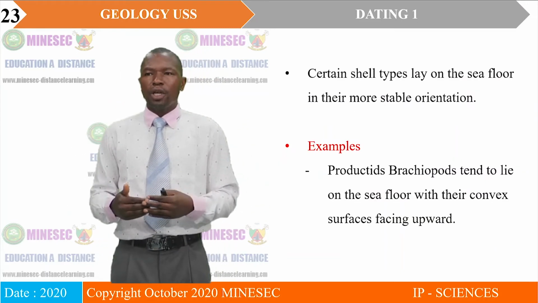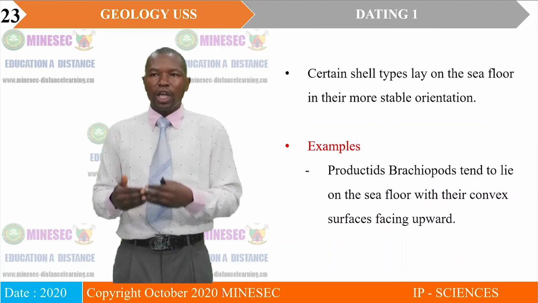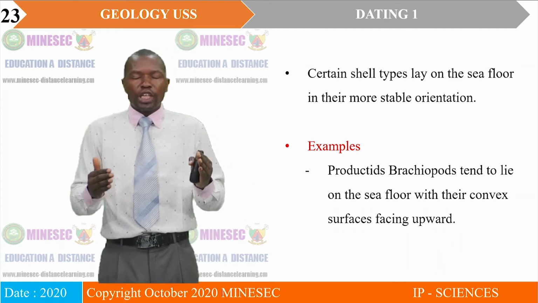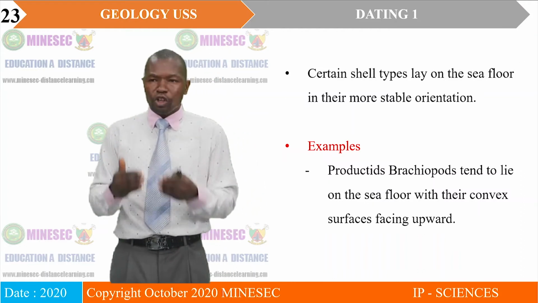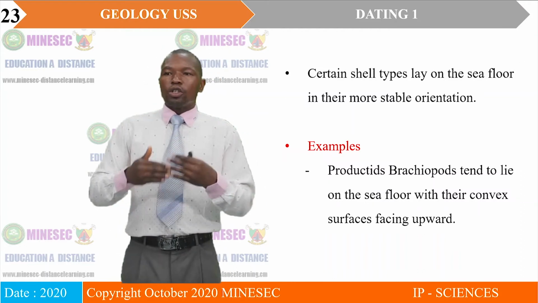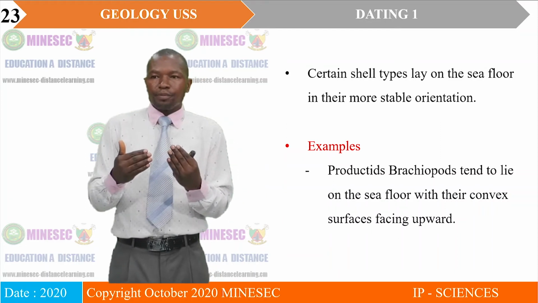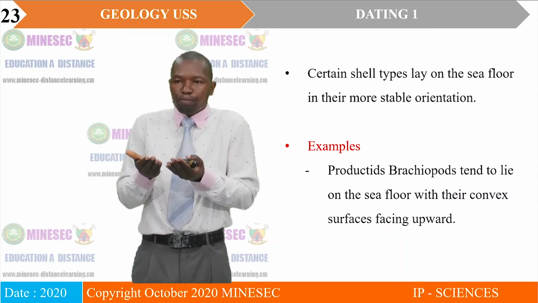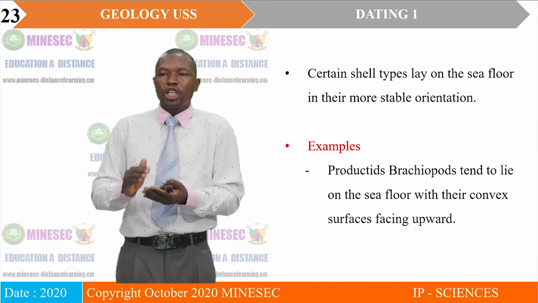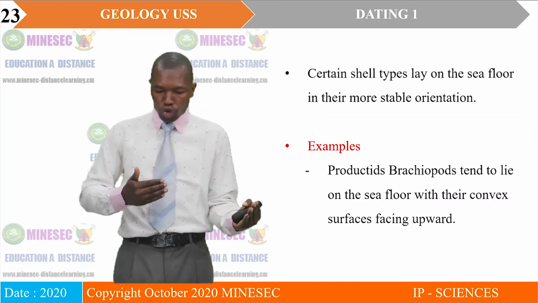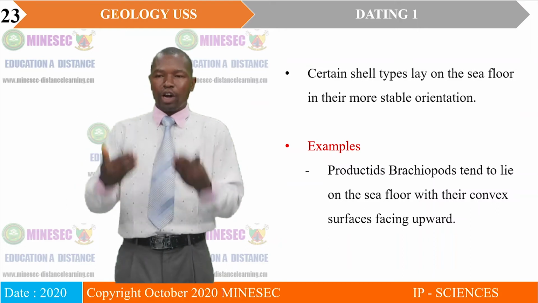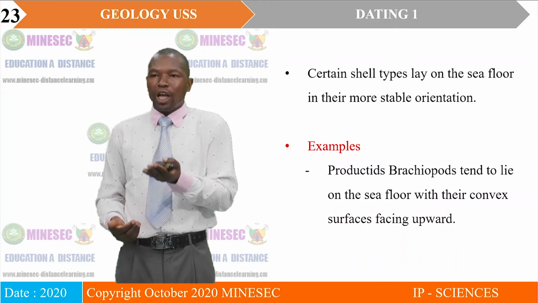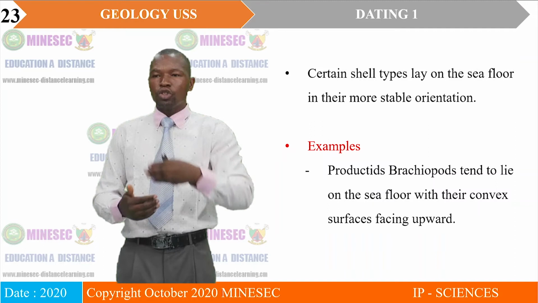Certain shell types lay on the sea surface in their more stable orientation. Take the case of productid brachiopods: if you compare their appearance on the seafloor, you will realize that they are convex, or they rest with the convex surface facing upward. That helps us use the way-up criteria to know that below will be older, and then in the convex direction should be younger.